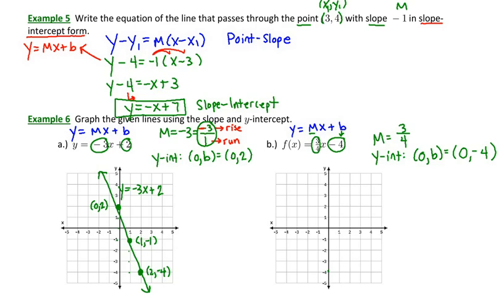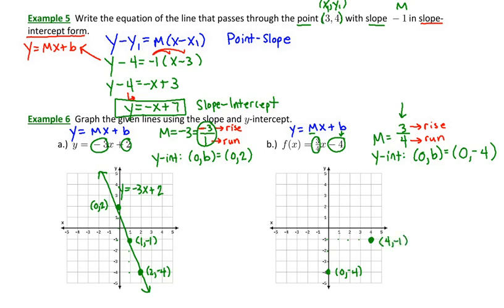So I'm going to plot my y-intercept at (0, -4), and then we'll count rise over run to the next point. Because slope is positive, we're going to go up and to the right. So we're going to rise 3, and we're going to run 4. And because that rise is positive, once again, we're going to go up. So from the y-intercept, we count up 3 and right 4. And here we'll land at the point (4, -1).